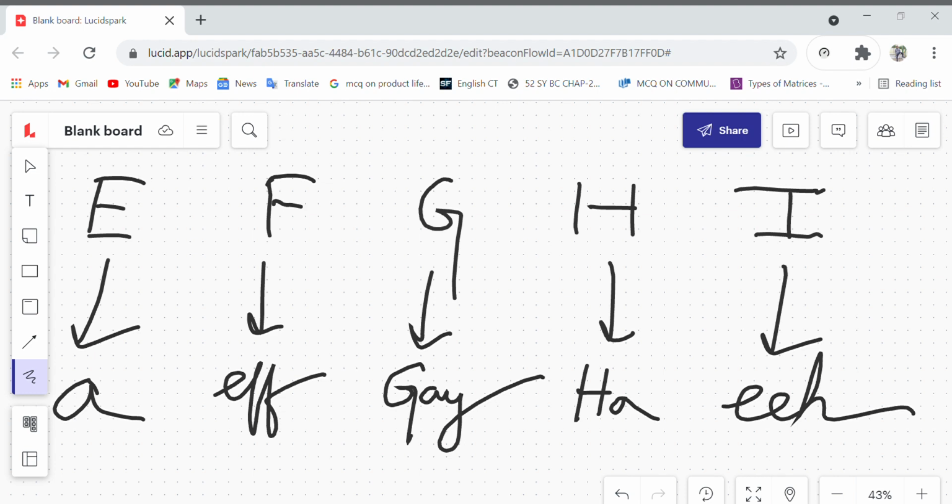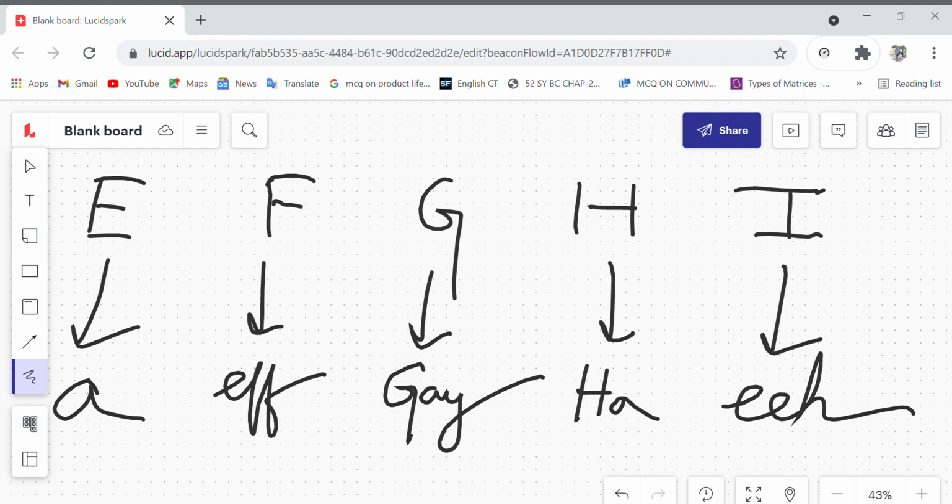So let me repeat. For E it is ay. For F it is eff, means more emphasis on F. Then for G it is gay. For H it is ha. For I it is ee.